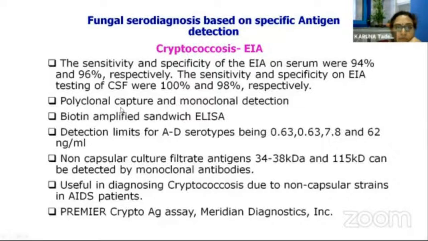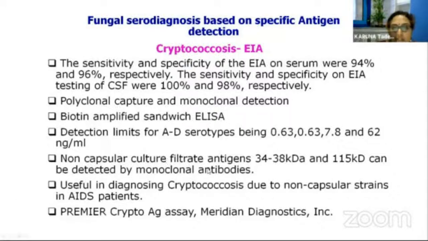There is polyclonal capture and there is monoclonal detection, so two things are occurring. The technique is a biotin-amplified sandwich ELISA. And the detection limits for A to D serotypes are different, with a value of 0.63, so it is variable among the serotypes.